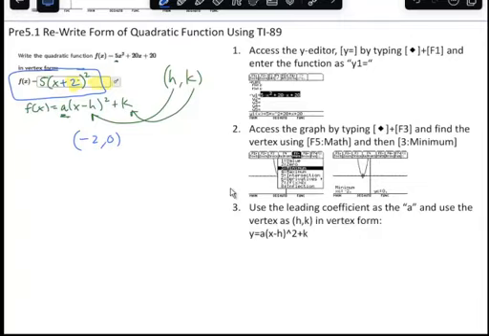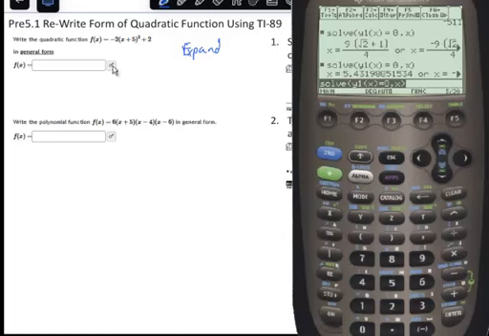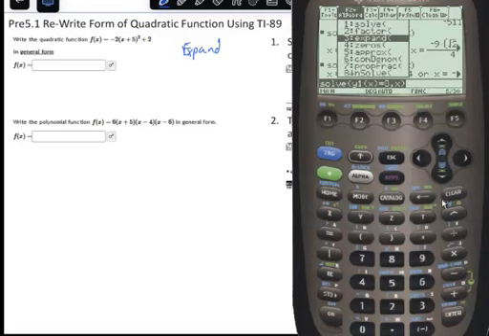All right. The next concept in here is to write either the vertex or the intercept form as that general form. And to do this, all you're going to do is use the expand command. And so the expand command is located, I'll talk through the first one, in this home screen, the F2 algebra tab. Expand is the third option.